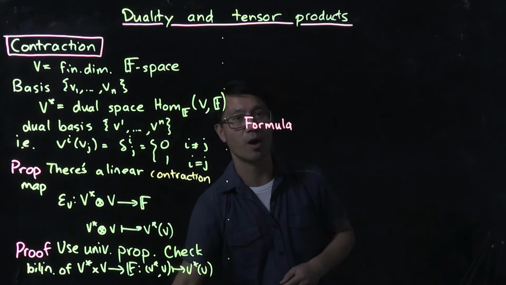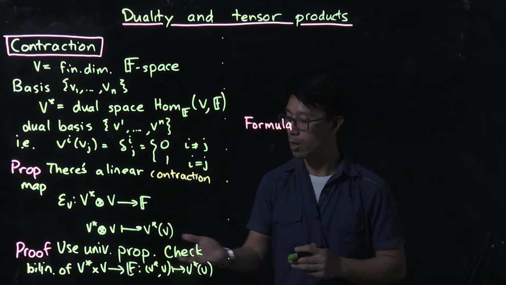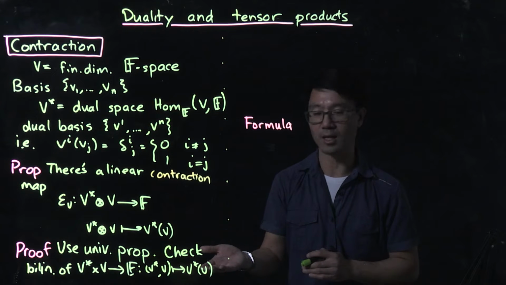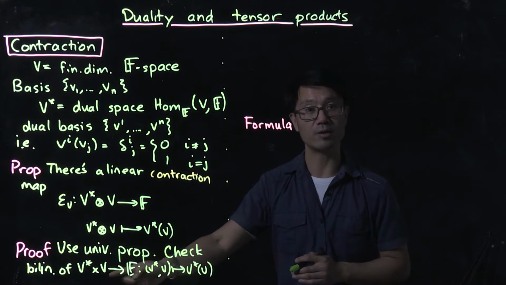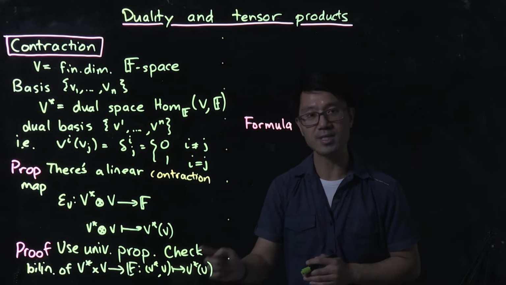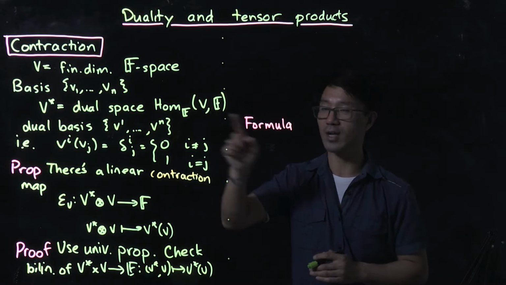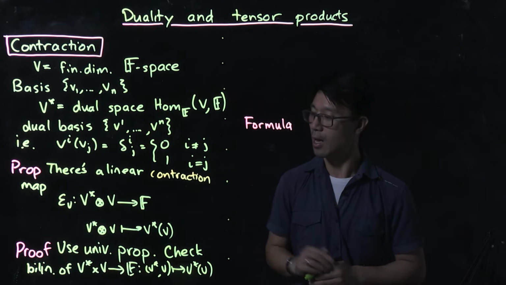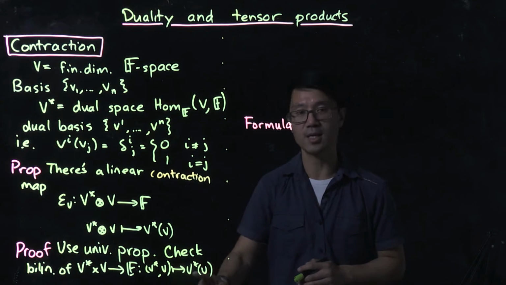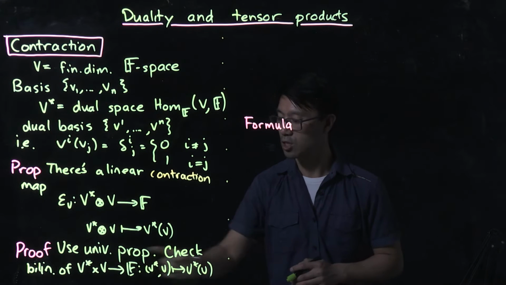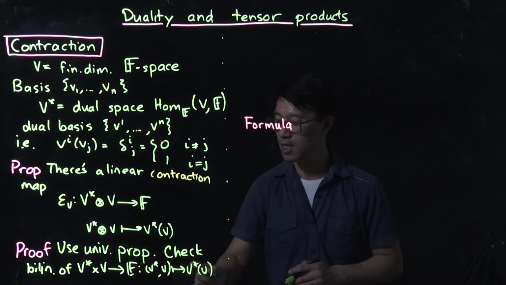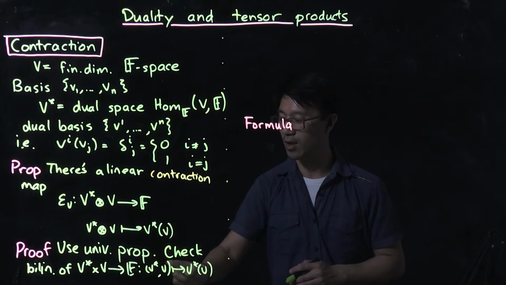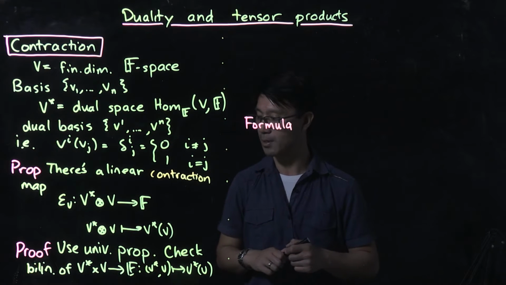So let's see why that's true. We won't go through the complete check, but basically, why is it true? Let's check linearity in V first. Now we've fixed the V star, but V star is a linear map from V to F, so that means that it's going to be linear in this V. The next thing you have to do is to check that it's linear in the V star. Let me just check firstly that it preserves addition. If you fix the V, it preserves addition. So let's see what happens there.